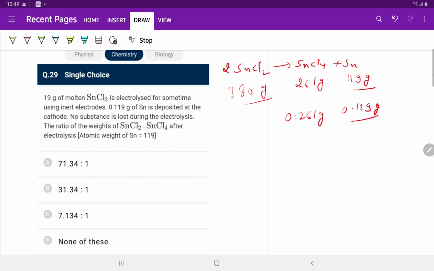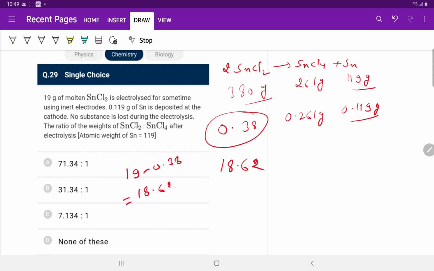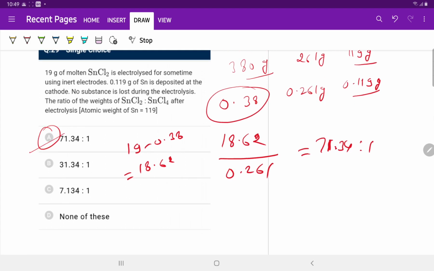And SnCl2 which is consumed is 0.38 gram. Now we find the ratio of SnCl2 and SnCl4. The remaining SnCl2 is 19 minus 0.38, which is 18.62 gram, and SnCl4 is 0.261 gram, so the ratio is 71.34:1. So option A is correct for question number 29.